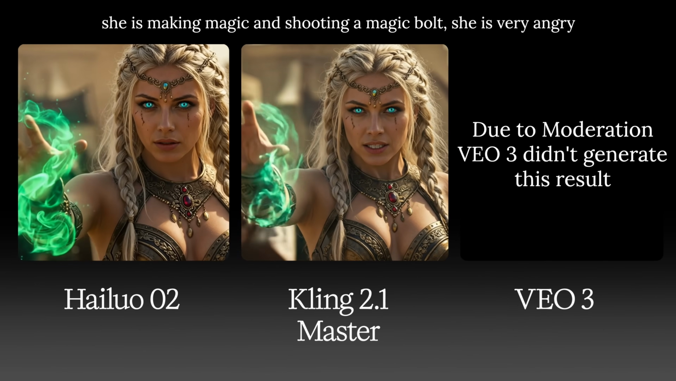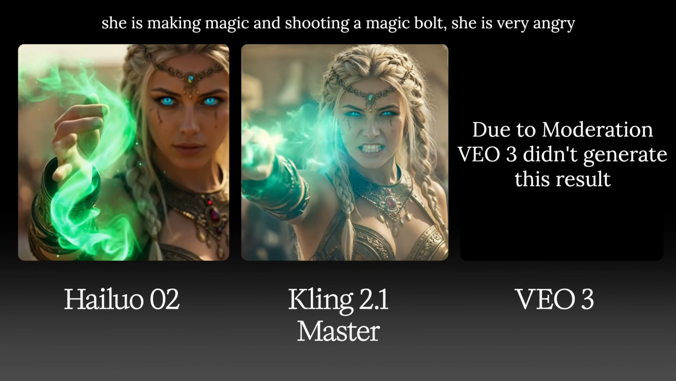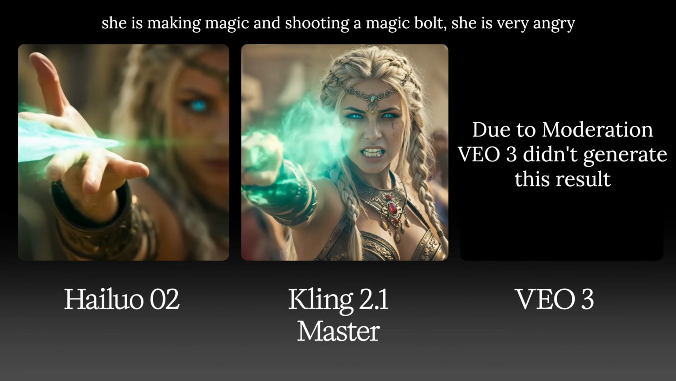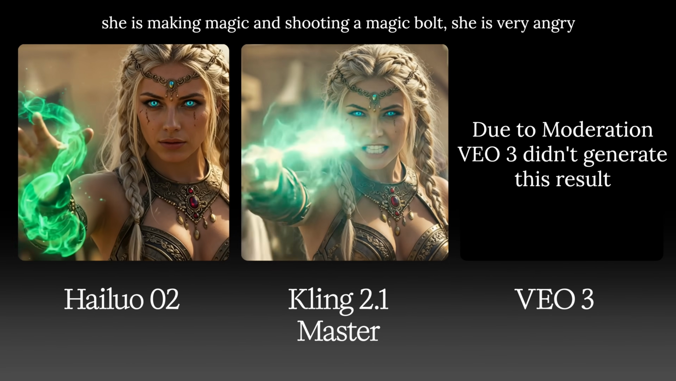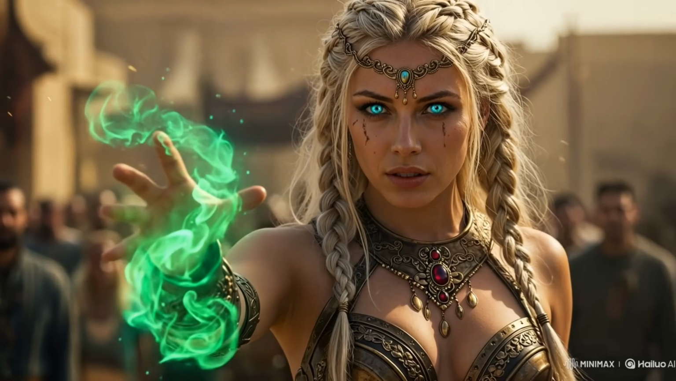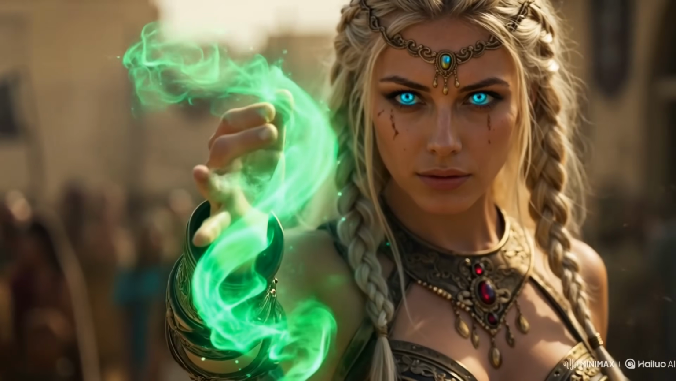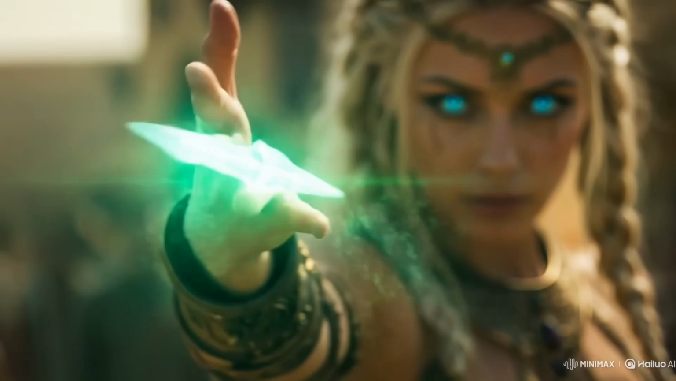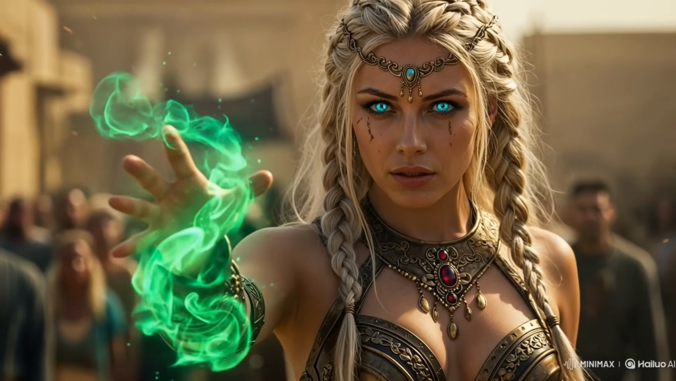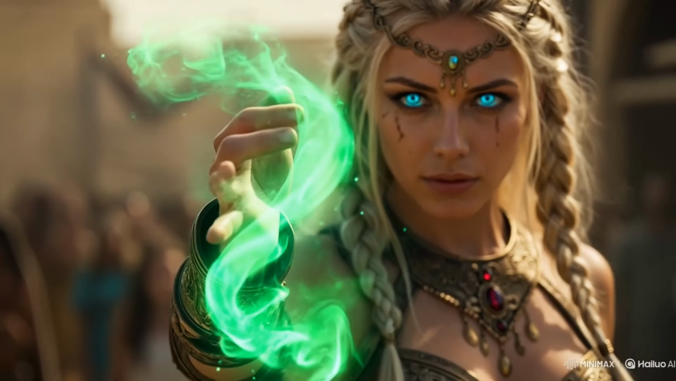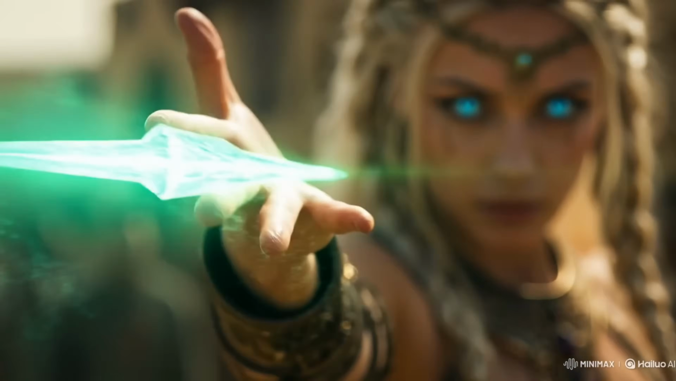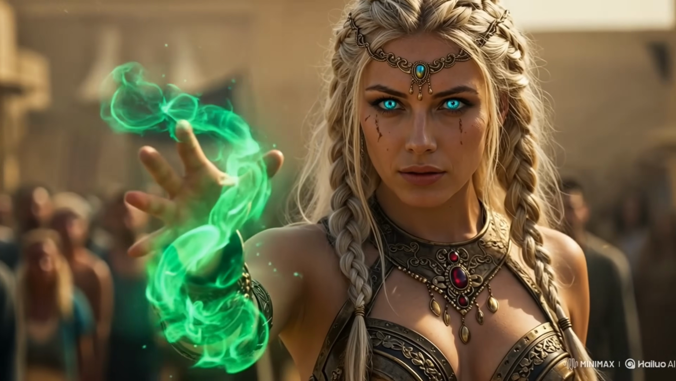In the next shot, we have a mage. She's making a magic and shooting a magic bolt. And she's very angry. There's really strong emotions here. Looking at the Hailuo 2 result, she really looks angry, disgusted. Her face turns really bitter, and then you can see this clear shooting of the magic bolt. A very expressive, natural looking shot.